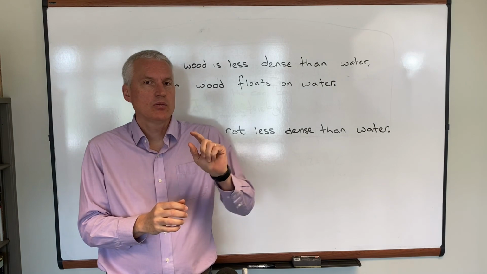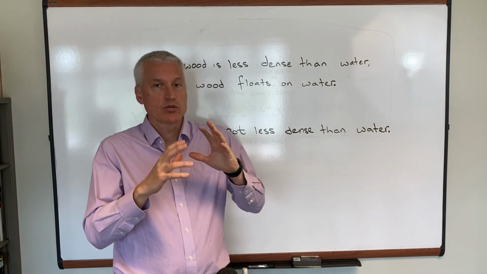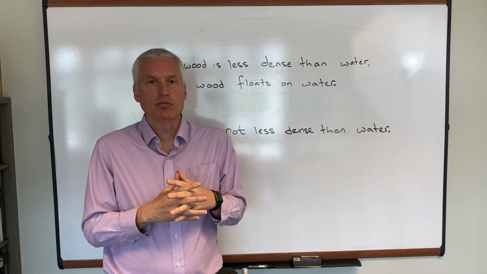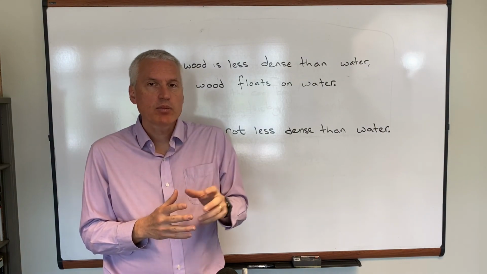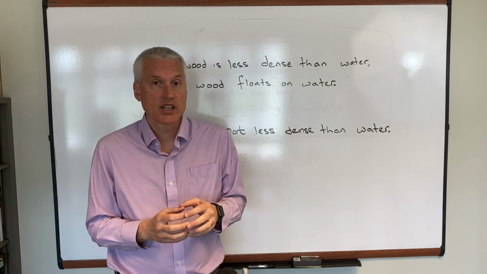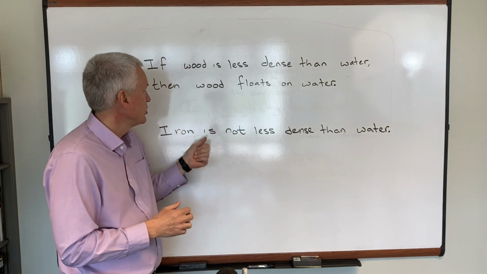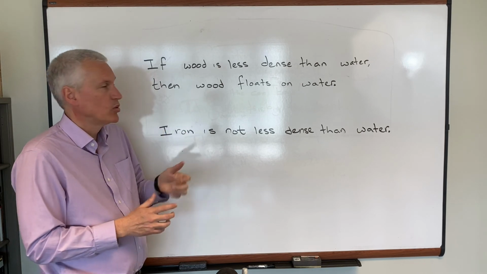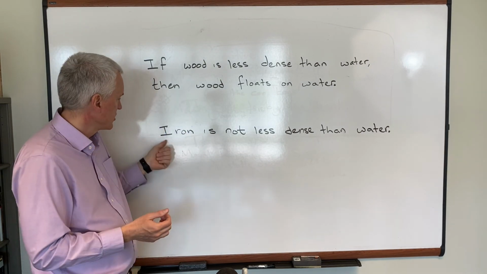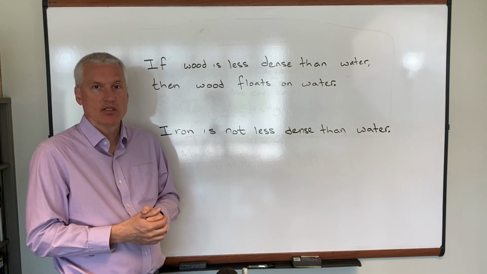There are, though, when we look at a natural language like English, which we're taking as our guide, as we said, to help us build more complexity into the language, there are more complex sentences that we might want to try to understand. And here I've picked a couple examples. Look at this sentence. If wood is less dense than water, then wood floats on water. And here's another sentence. Iron is not less dense than water.